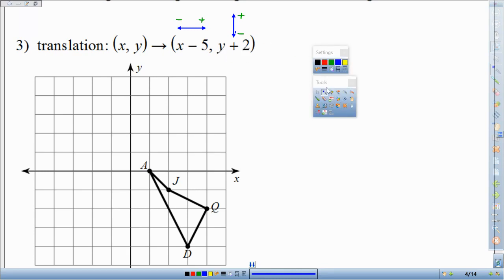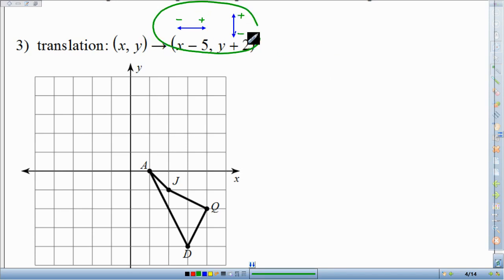Here's something I want you to add to your notes, this little shorthand right here. When we have numbers being added and subtracted to our x value, that's us moving right and left. Adding moves it to the right, subtracting moves it left. When we have numbers added and subtracted to our y value, adding moves it up, subtracting moves it down. That is a really important thing, so get it down.